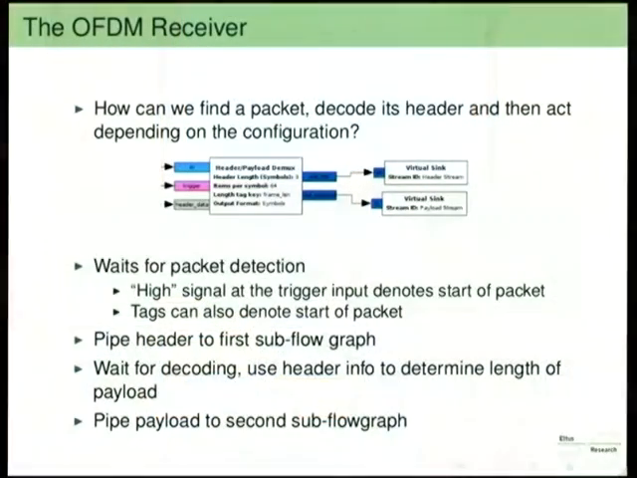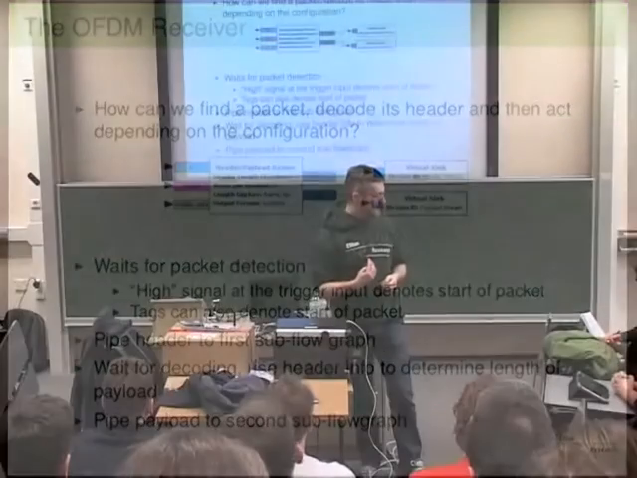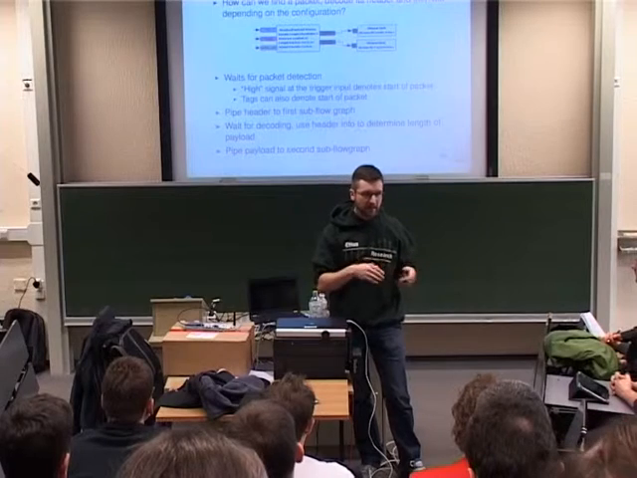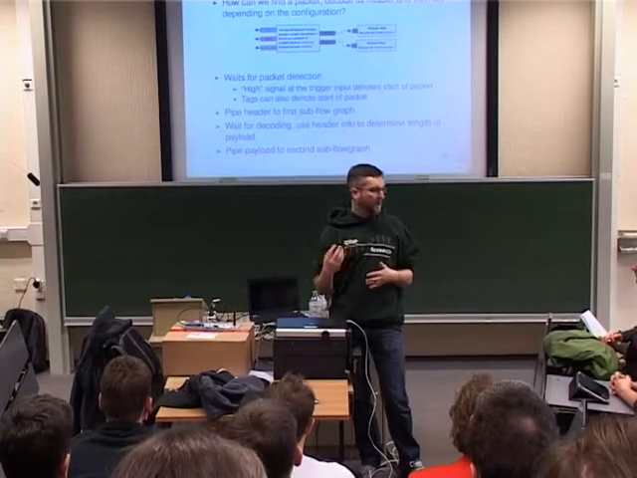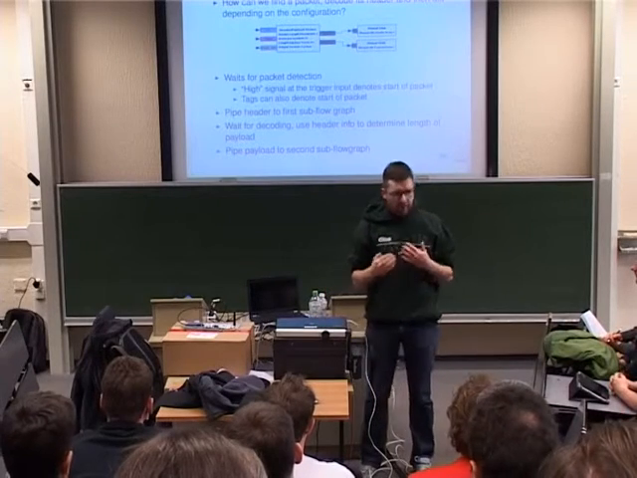Receiver. The receiver is kind of the same in inverse, but there was one problem that we were facing. When we're receiving, we're just getting samples from the antenna, and then eventually there'll be a packet, and we have to figure out how long it is, and maybe even what kind of modulation we're using. And how do we do that?